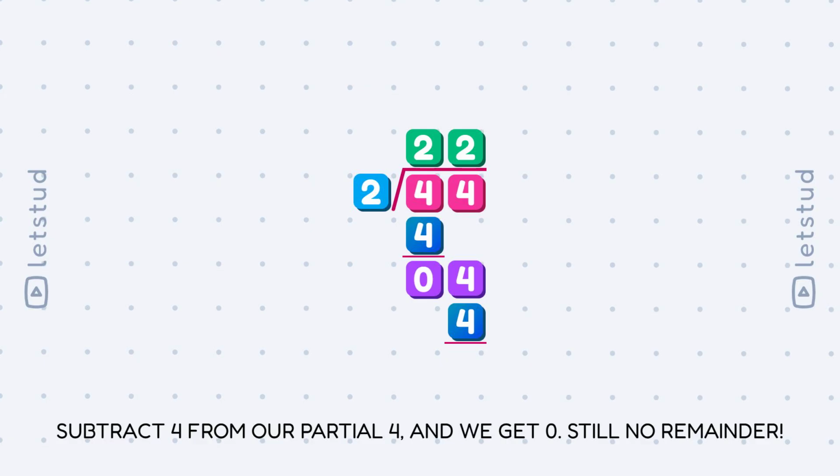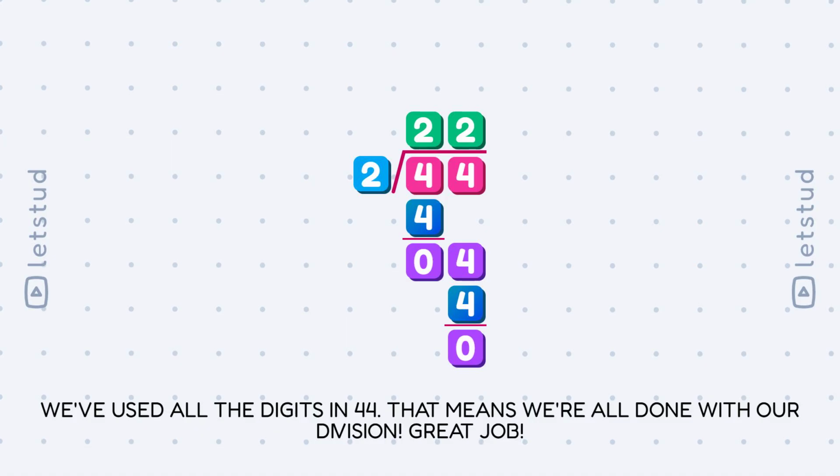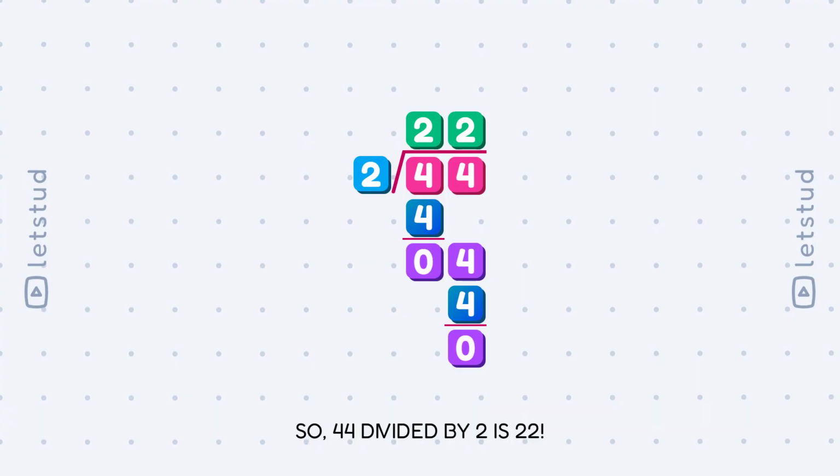Subtract 4 from our partial 4 and we get 0. Still no remainder. Woohoo, you're a math superstar. We've used all the digits in 44. That means we're all done with our division. Great job. So 44 divided by 2 is 22.